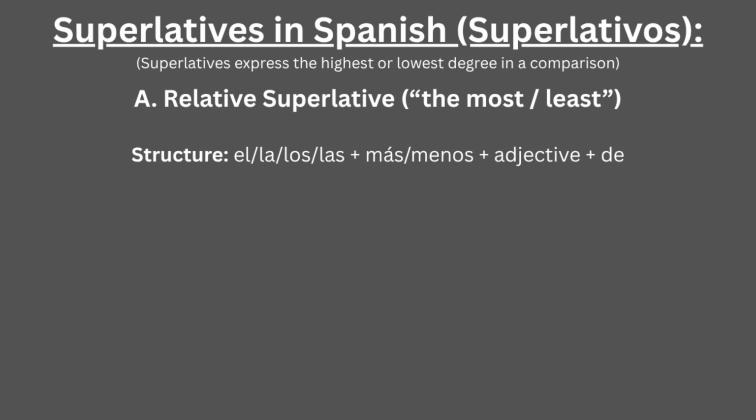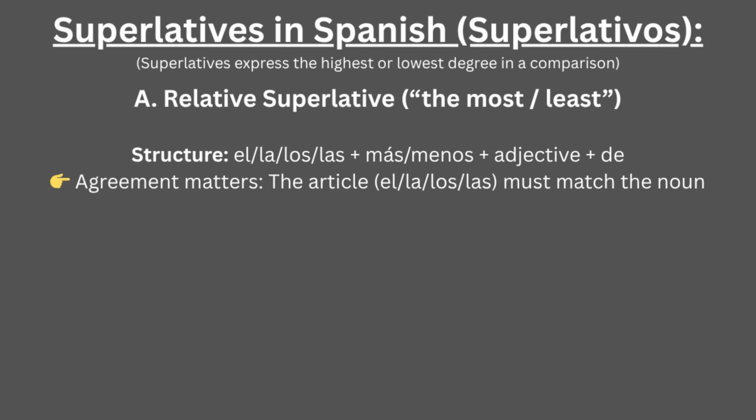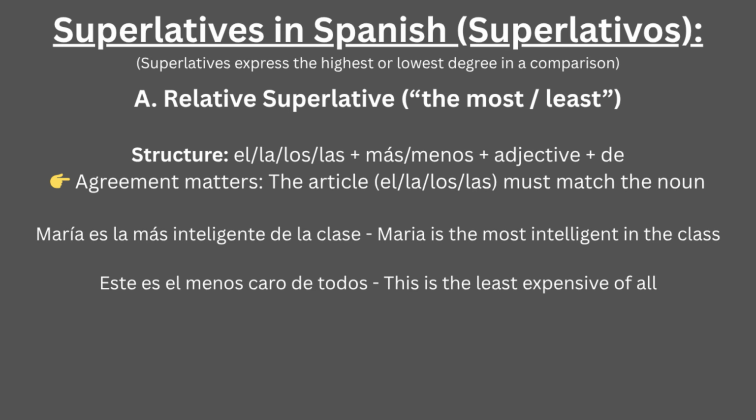A relative superlative is used when comparing something within a group, which is equivalent to the English most or least. The formation has definite articles plus más or menos plus an adjective plus de. This pattern is important because agreement matters in the articles. Although it's a long formation, it's quite simple to understand because intensifiers will always be used. A few examples are: María es la más inteligente de la clase. Este es el menos caro de todos.